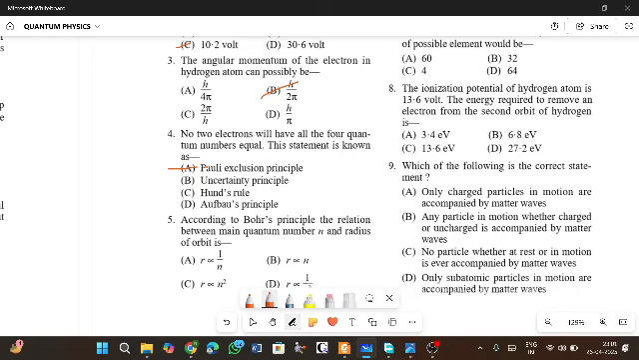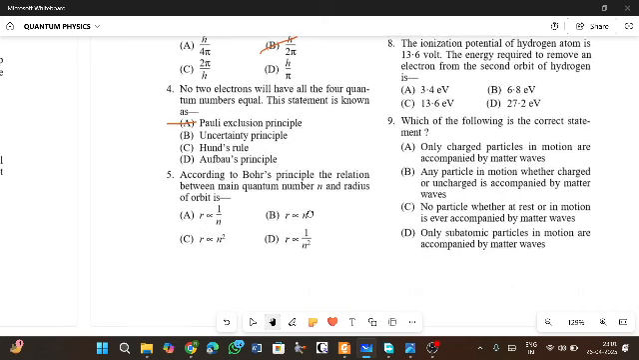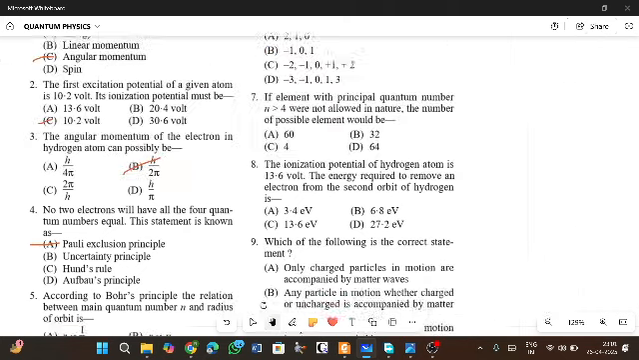Next question. According to Bohr's principle, the relation between the principal quantum number n and the radius of the orbit is given by r proportional to n square, because Rn is equal to n square h cross square by m e square. So we can write Rn is proportional to n square. So option C is the correct answer, right? We move into the next question, question number 6.